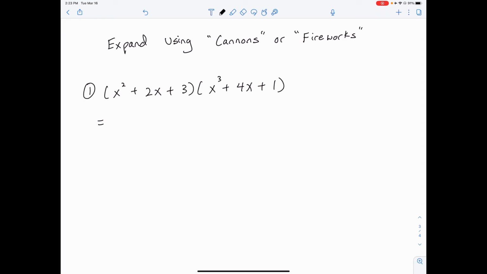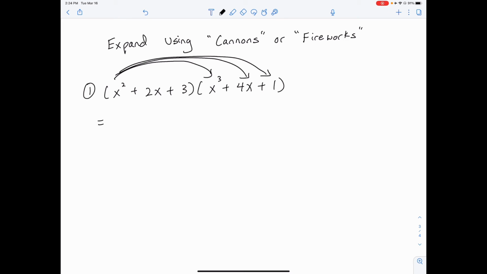So here we prefer to use something called cannons or fireworks. Now how this works is basically, I'm going to choose every single term in the first bracket, treat every term as a cannon, and that cannon is going to hit every single other term in the second bracket. So let's take a look at how this works. So I'm going to take the x squared first, and I'm going to treat it as the cannon to hit every single term in the other bracket like so. So let's expand each one based off of this here first.